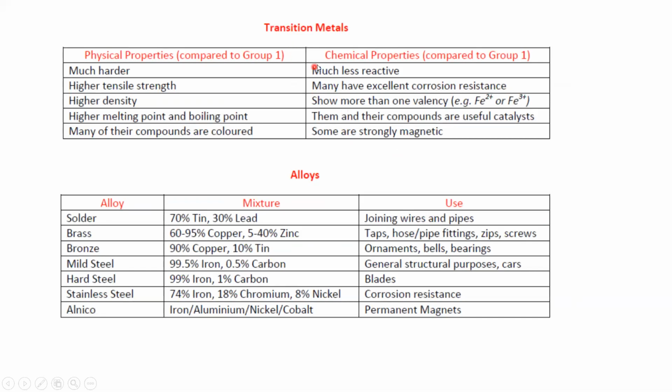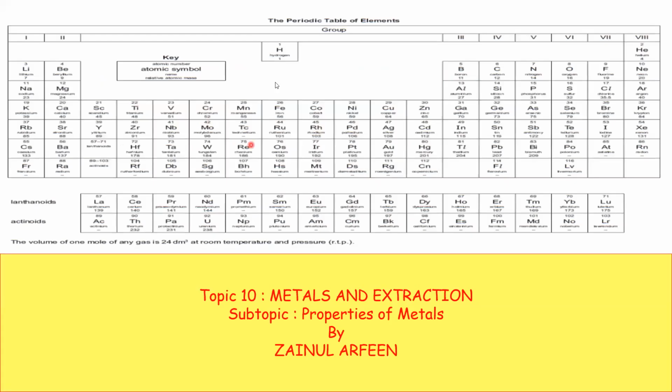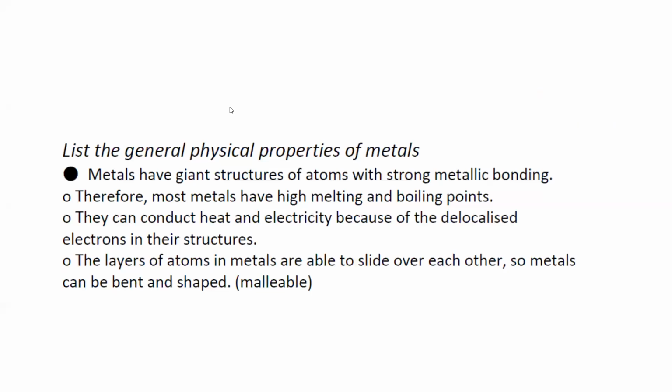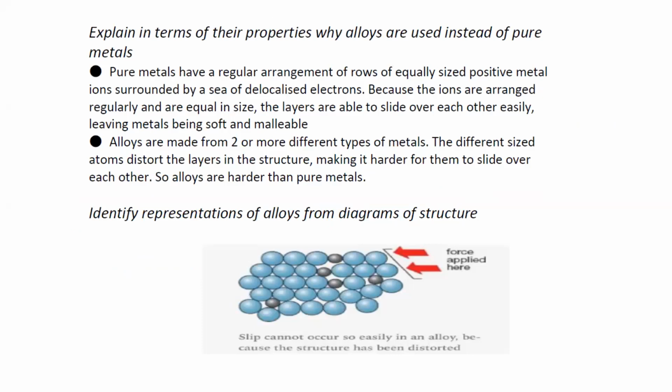Then the physical and chemical properties when we compare the transition elements with group 1. Physical properties: the transition metals in the periodic table, this part which is not placed in a specific group, we call them transition elements. When we compare the physical and chemical properties of these transition elements with group 1, or alkali metals, transition metals are also known as the typical metals.